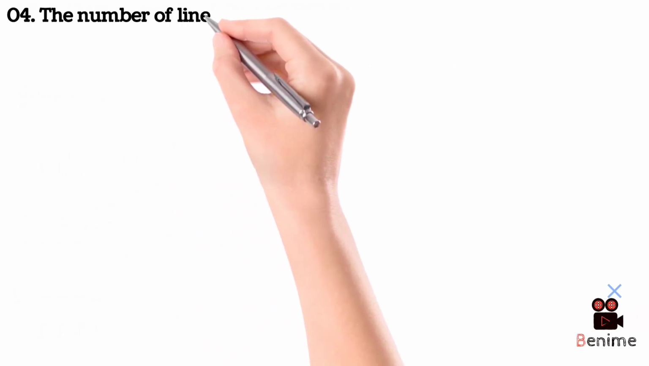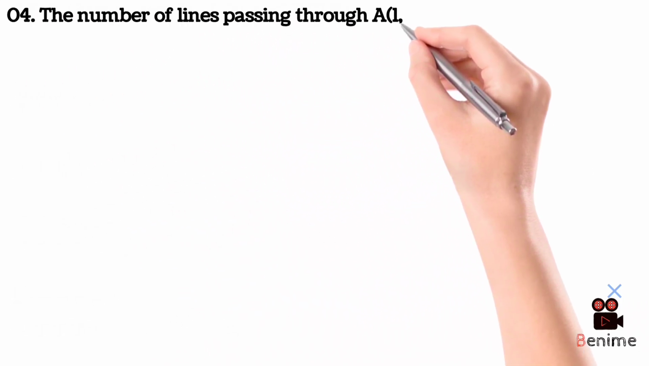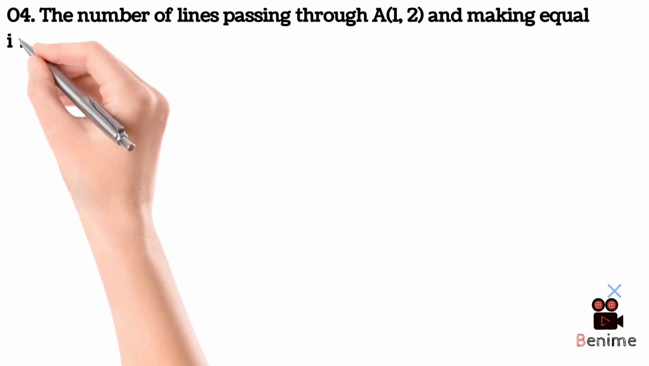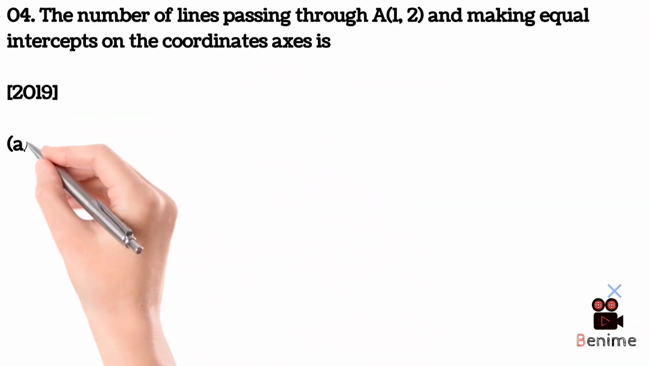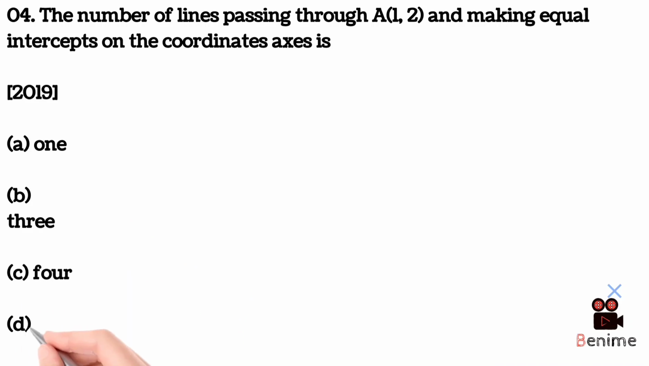Q4. The number of lines passing through A(1, 2) and making equal intercepts on the coordinate axes is: A. 1, B. 3, C. 4, D. 2.